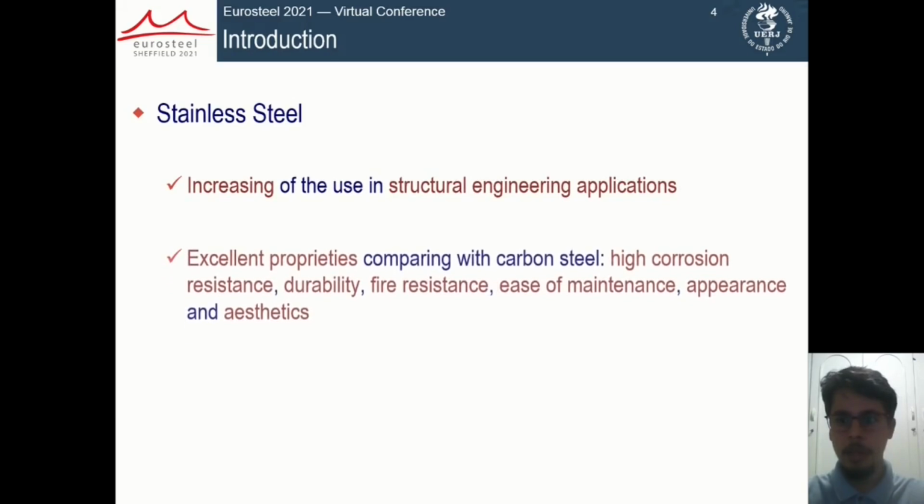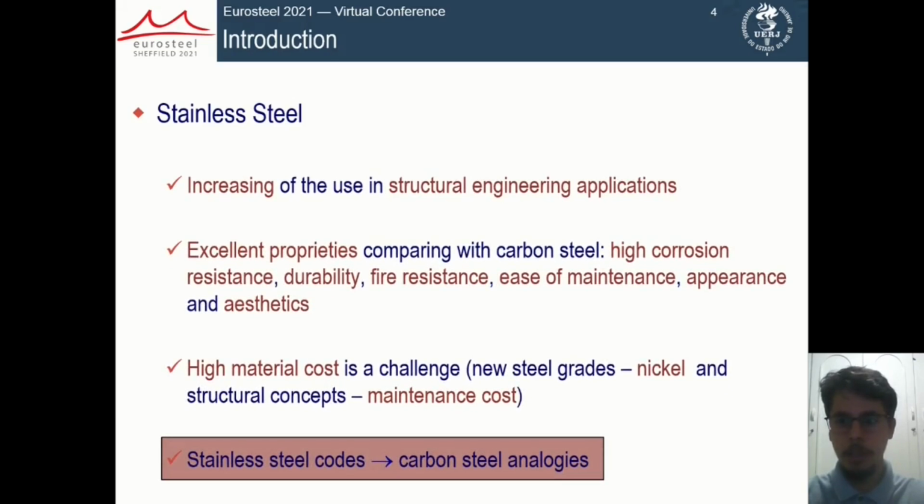As we all know, there is an increase of stainless steel consumption all over the world. This is due to its excellent properties such as high corrosion resistance, durability, fire resistance, ease of maintenance, appearance, and aesthetics. The material's cost is high compared to carbon steel grades, due to the nickel contents and the traditional structural concepts where there is no consideration of the maintenance cost. In addition, the stainless steel codes are based on carbon steel grade behavior.